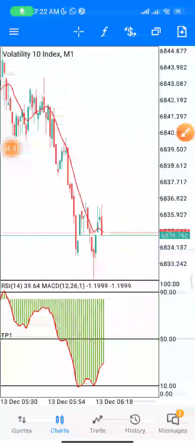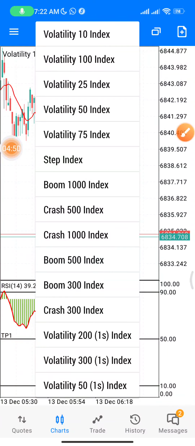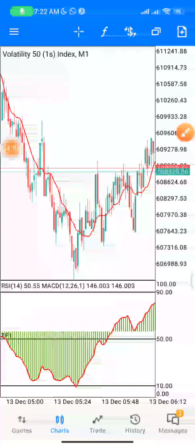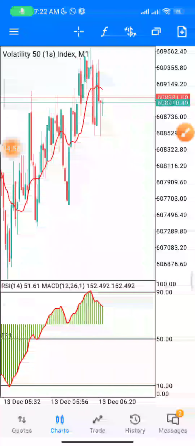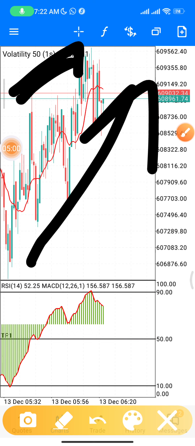Looking at this account now, this is volatility 10, but I will use volatility 50 1s to show you guys a few things. So we'll go over to volatility 50 1s. Okay, so you can see the market is ascending bit by bit.